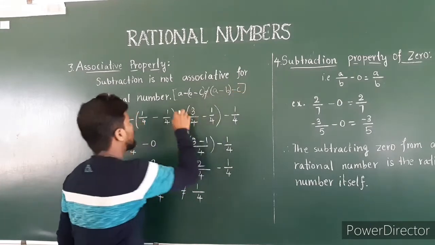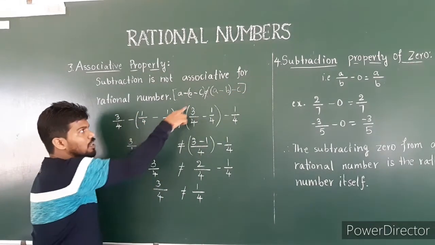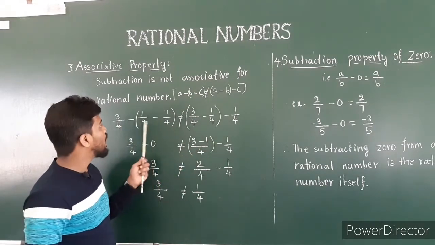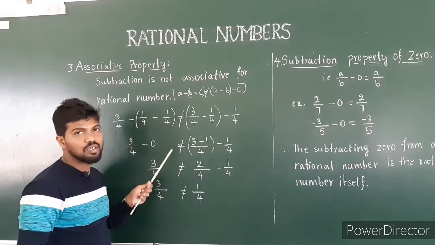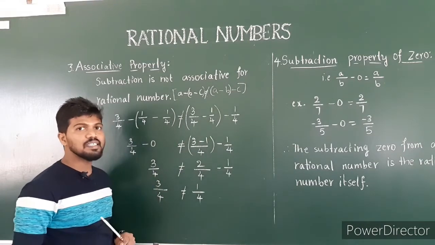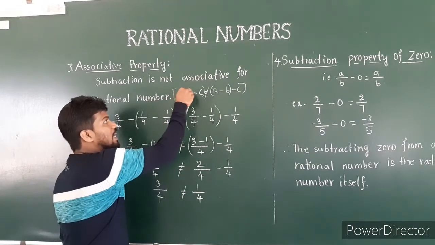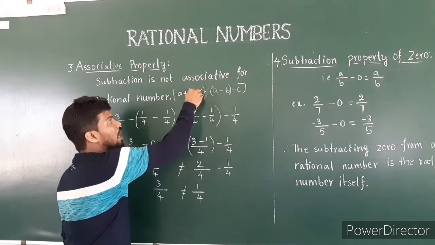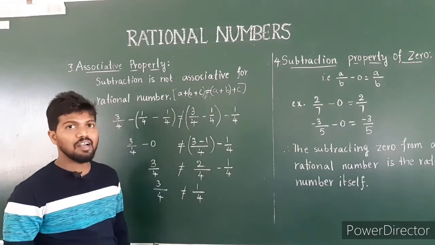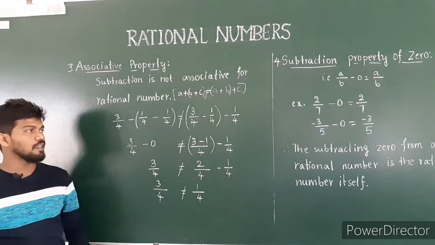You see that. In the place of A, I take 3/4, in the place of B, I take 1/4, and in the place of C, I take 1/4. Similarly on this side, I grouped the last two terms here and the first two terms there, but the answer is not equal. But if all the terms are addition, then it is equal. Now you show that it is not equal in subtraction.